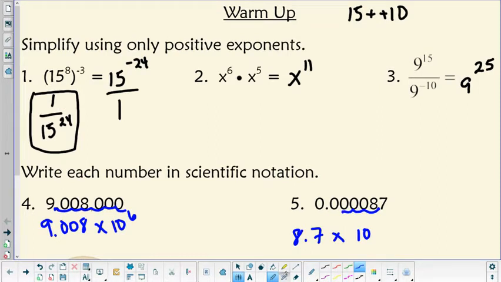Whoops. Let's try that again because my squiggles got a little bit big there. All right, 1, 2, 3, 4, 5 spaces. And because this is a small number, it has to be a negative 5. Anything that is less than 1, if my original number is less than 1, it's going to be a negative exponent. If my original number is bigger than 1, it's going to be a positive exponent.